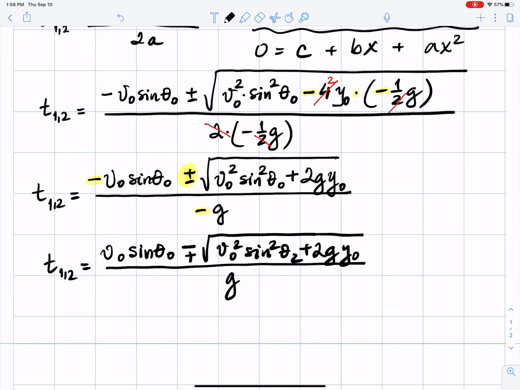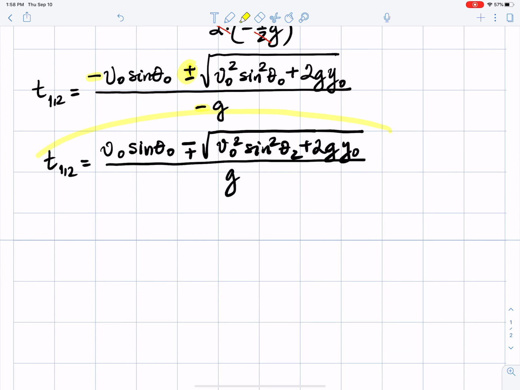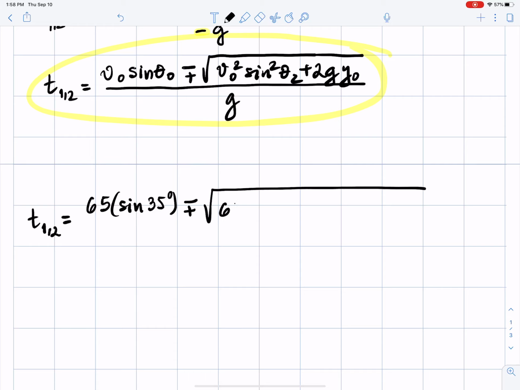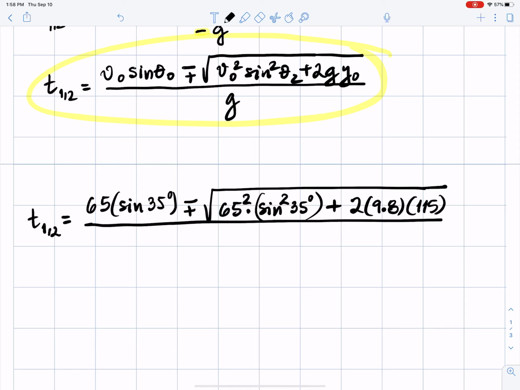Now that you have it, you just have to plug in all your numbers. So let's see what we get if we plug in the numbers. We have something like 65 sine of 35, minus plus the square root of 65 squared times sine squared of 35, which is sine of 35 times another sine of 35, plus 2 times 9.8 times 115. All right, and then we're going to just divide that by 9.8.